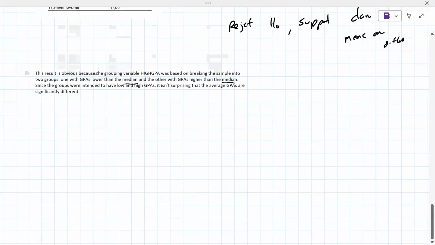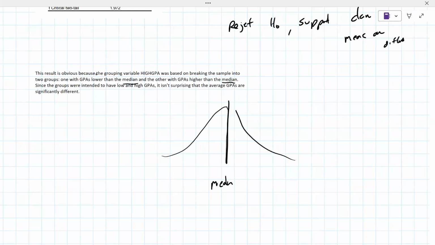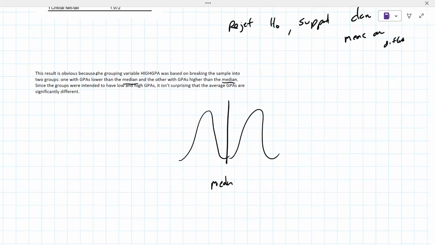That is in the case study. Since the groups were intended to have low and high GPAs, I'm not surprised that the average GPAs are significantly different. What it really comes down to is how the distribution of those scores is on each side of the median. It's possible that they could have a distribution that's very close to the median, and then maybe they are not significantly different. But in reality, the means are very far apart.